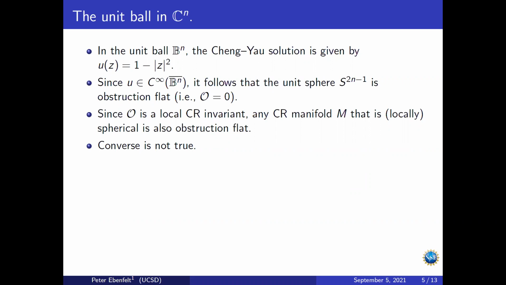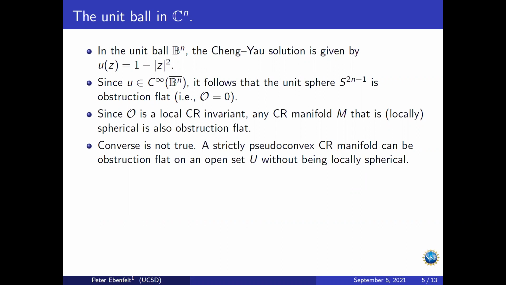So you can have strictly pseudoconvex... well, all my CR manifolds are strictly pseudoconvex, and when I say CR manifold, I mean one of hypersurface type. And again, this follows from Graham's work. It can certainly be obstruction flat on an open set U, even on a large open set U, without being spherical.